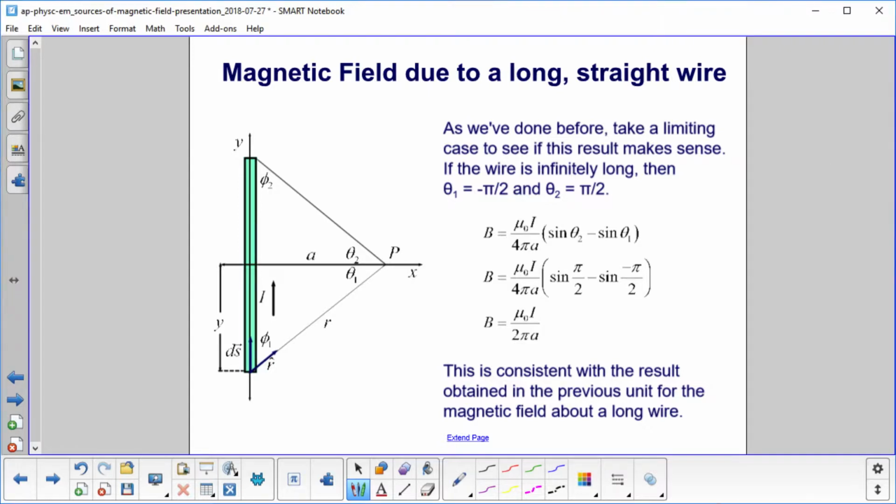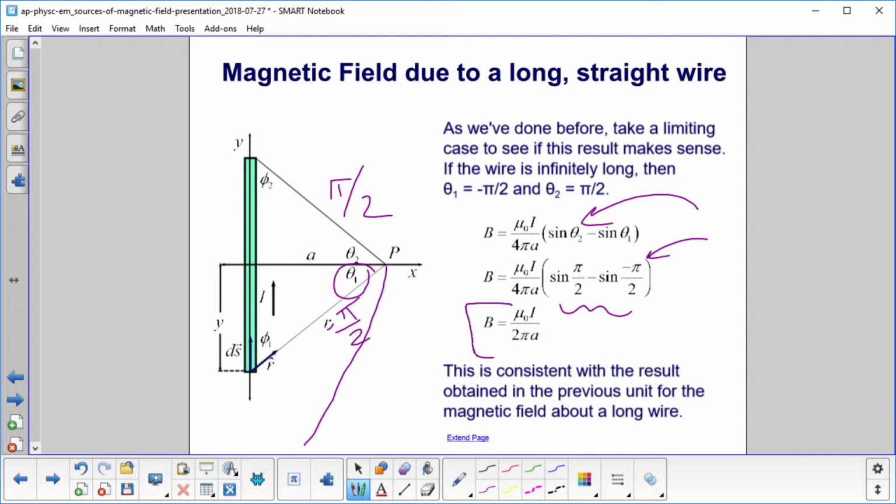As we've done before, take a limiting case to see if this result makes sense. If the wire is infinitely long, then theta 1 will equal negative pi over 2. Remember a few slides ago I drew the line out here, and if you had an infinite line, this is going to be pretty close to negative pi over 2. And then the other side would of course be positive pi over 2. We substitute those values in here, and what do we get? We get 2, right? When we evaluate this, we get 1 minus a minus 1, so that gives us 2, and we get the magnetic field at a point P at a distance a from the wire is mu 0 I over 2 pi a.